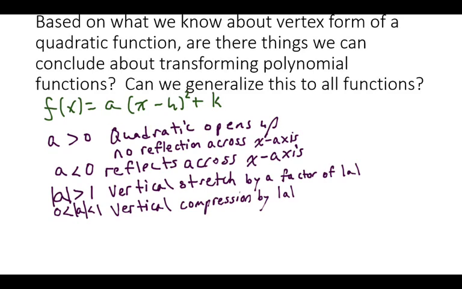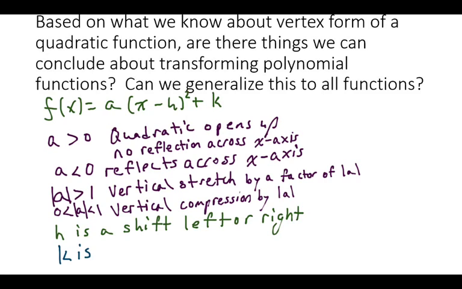What do we get from h and k? Do you remember? Right, h and k is the vertex, and those were our transformations. So h is a shift left or right, right? Left or right. And k is a shift up or down.